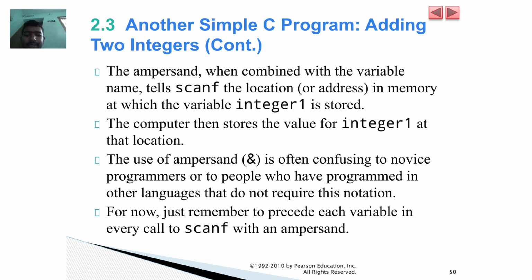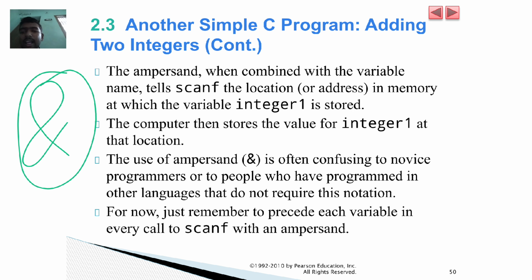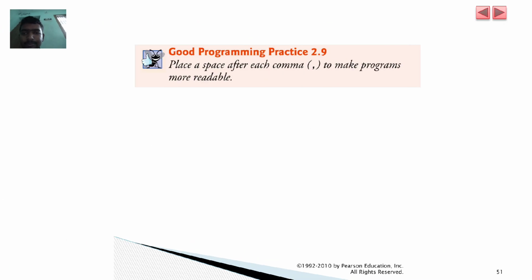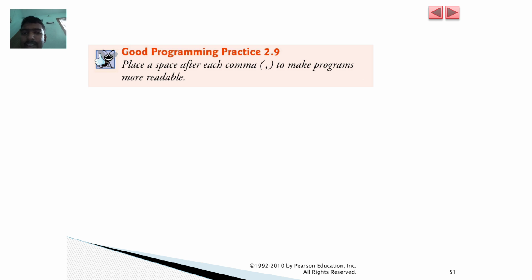What is an ampersand? This is an ampersand. It tells the location of the particular variable. As integer 1 is a variable, we are assigning to that location the value we have taken, so we are using scanf. In scanf we should use the ampersand. Placing a space, comma, makes the program more reliable.